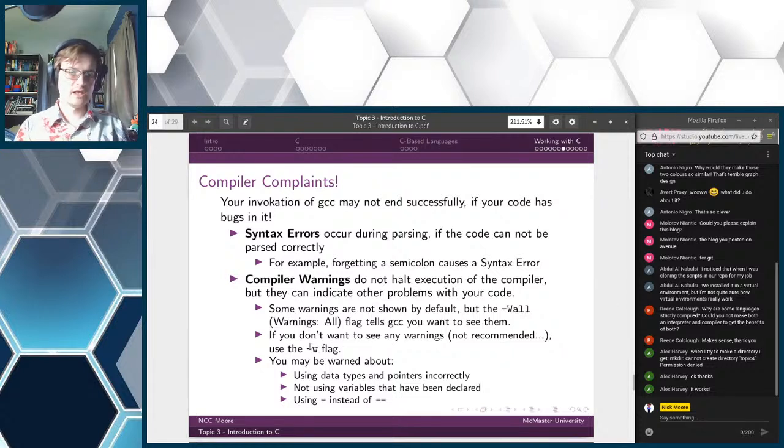So, if you don't want to see any warnings, which is not recommended, use the -w flag. You may be warned about using data types and pointers incorrectly, not using variables that have been declared. That one's not as much of a problem, of course. Using equals sign instead of double equals sign for equality comparison.